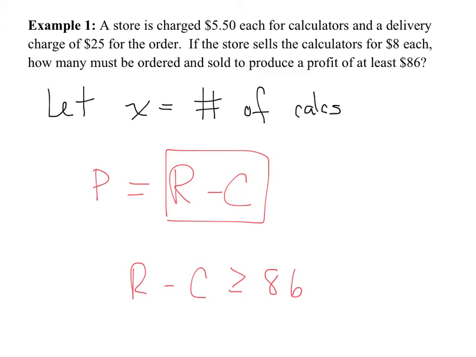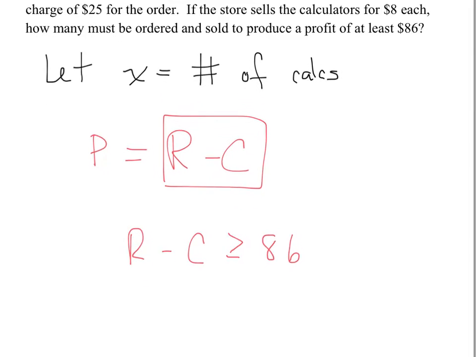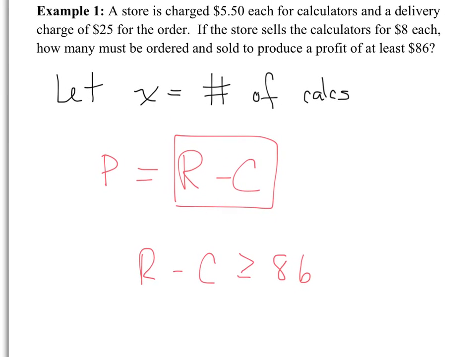Remember, the profit is revenue minus cost, and the profit needs to be at least $86, so greater than or equal to $86. Now the question comes into play. What is your revenue? How much do you make per calculator? 8 times x. Good. So 8x.